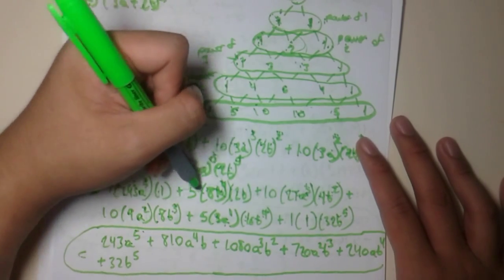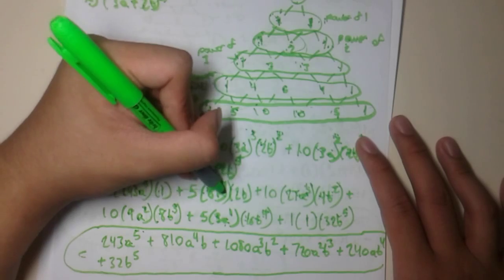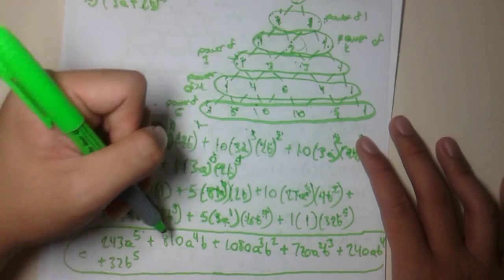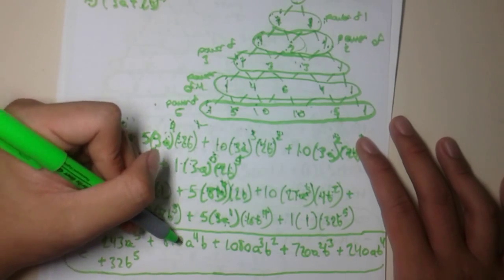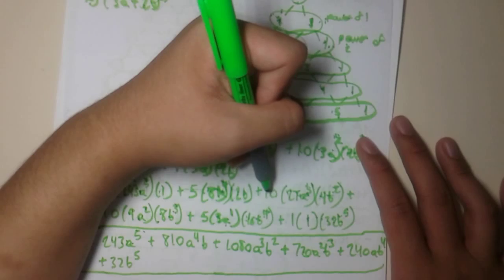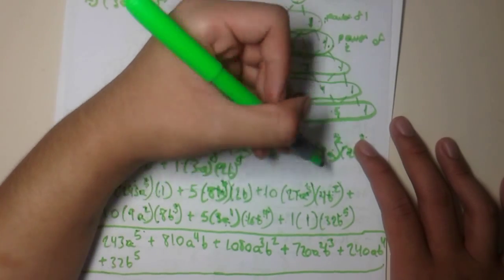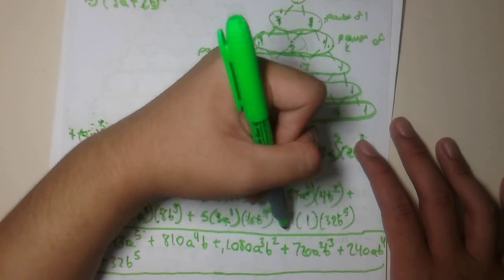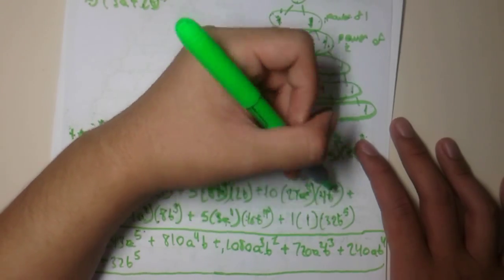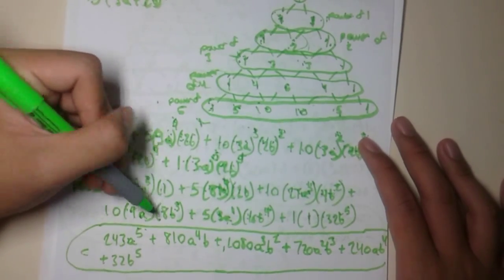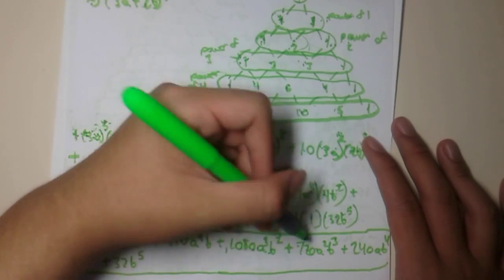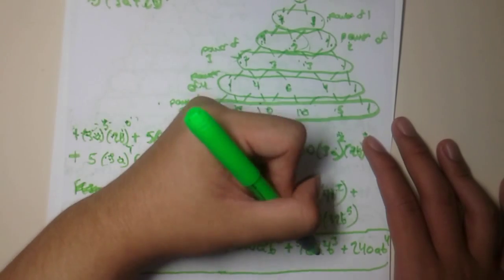And plus 5 times 81a to the power of 4 times 2b equals 810a to the power of 4 b, plus 10 times 27 times 4 is 1080 a cubed b squared. 9 times 8 times 10 is 720, a squared b cubed.